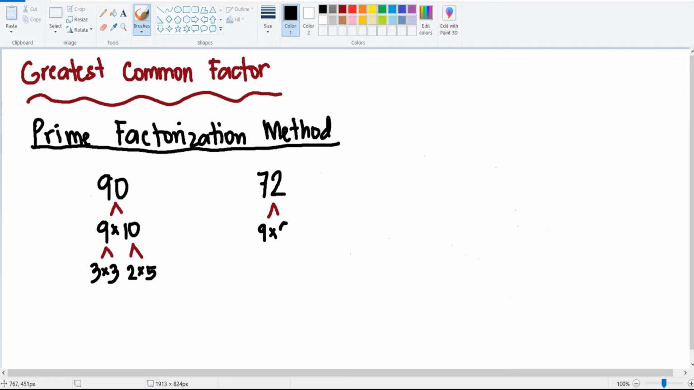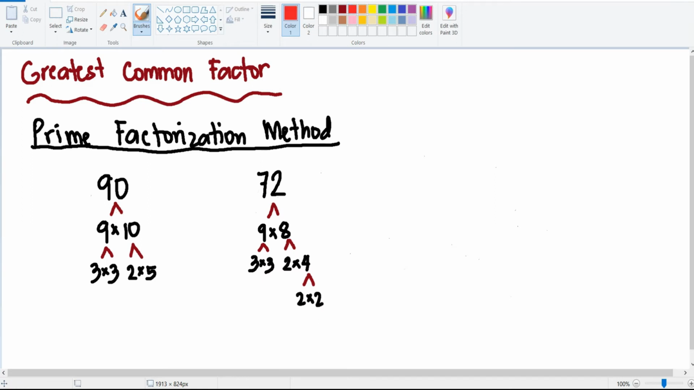9 and 8 are still composite numbers. So let us find their factors. We have 3 under 9. We have 3 times 3. And 8, we have 2 times 4. 4 is still a composite number. So let us find its factors. We have 2 times 2. Now we're done using the prime factorization method.